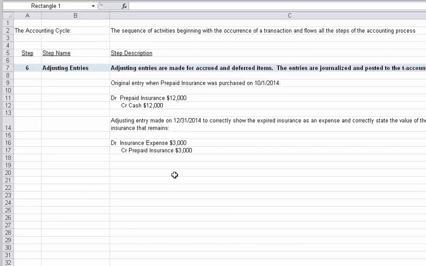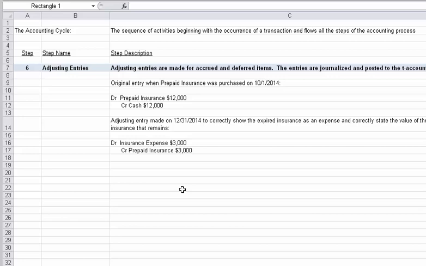So we're going to make an adjustment where we debit insurance expense, therefore increasing the expense by $3,000 and crediting the prepaid insurance. And we have to make that entry so that both our expenses and our assets are stated correctly. There are other adjusting entries we would have to make too to make sure liabilities and revenue are stated correctly as well.